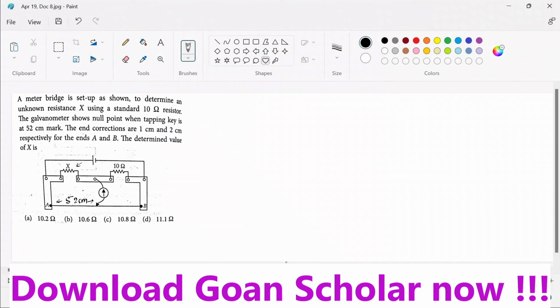The end corrections are 1 centimeter and 2 centimeter respectively for the ends A and B. So from here the end correction is 1 centimeter, and from B it is 2 centimeter. The determined value of X you have to find.